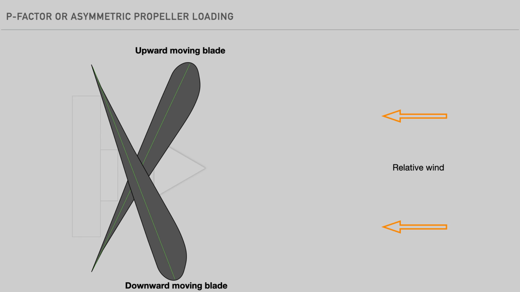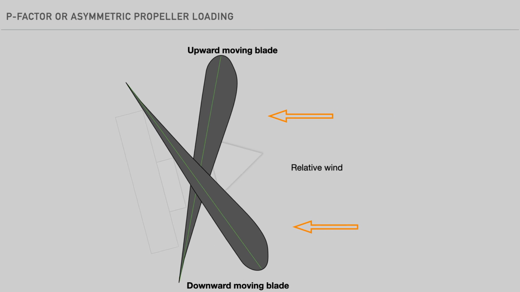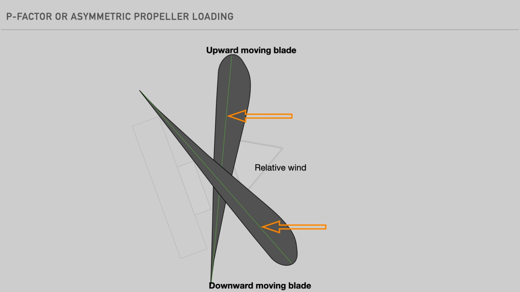Notice how the angle of the relative wind due to the forward motion of the airplane changes as the nose is pitched up. Also notice how the downward moving blade has a relatively larger angle of attack compared to the one on the opposite side moving upward.